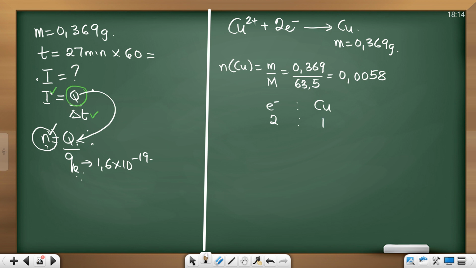Are you with me? Can I get the number of moles of electrons here? 0.0058 times the ratio, and then multiplied by 1.6 times 10 to the power negative 19. Electrons. Now we are moving. We're now moving backward.